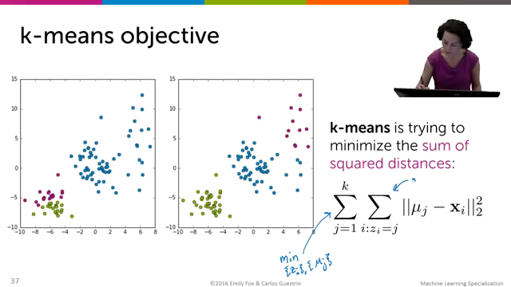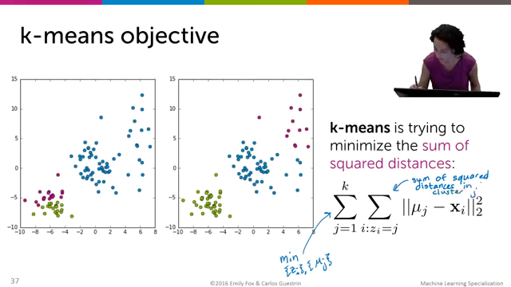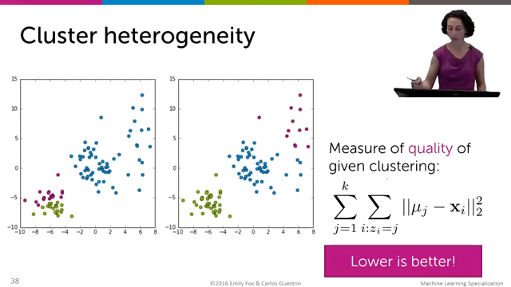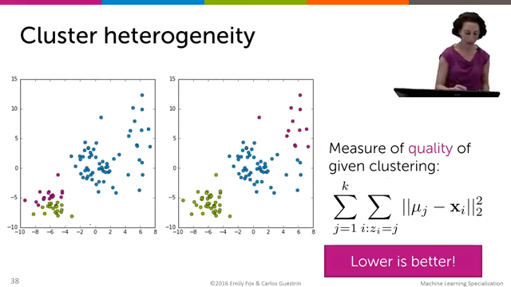So here, this sum is the sum of squared distances in cluster j, and here we're summing over all clusters. So we can think about using this as a measure of quality for a given clustering. In particular, if the sum of the square distances is small, then that represents a better clustering according to the k-means objective than one that's large.